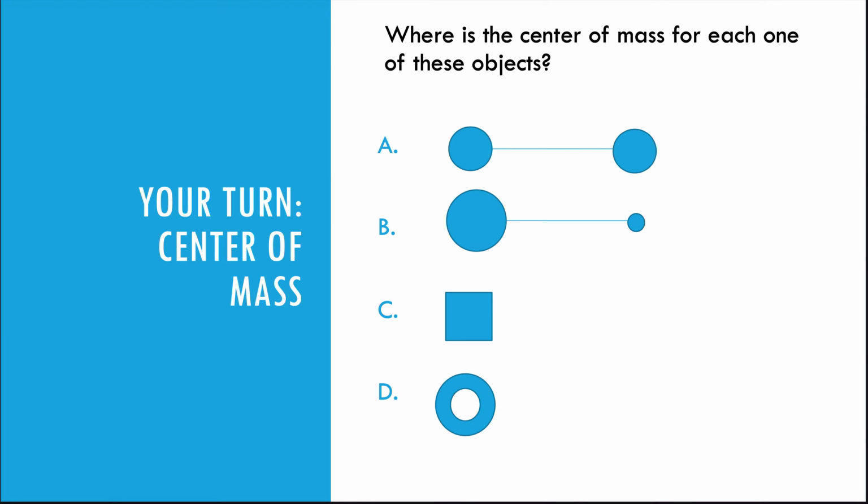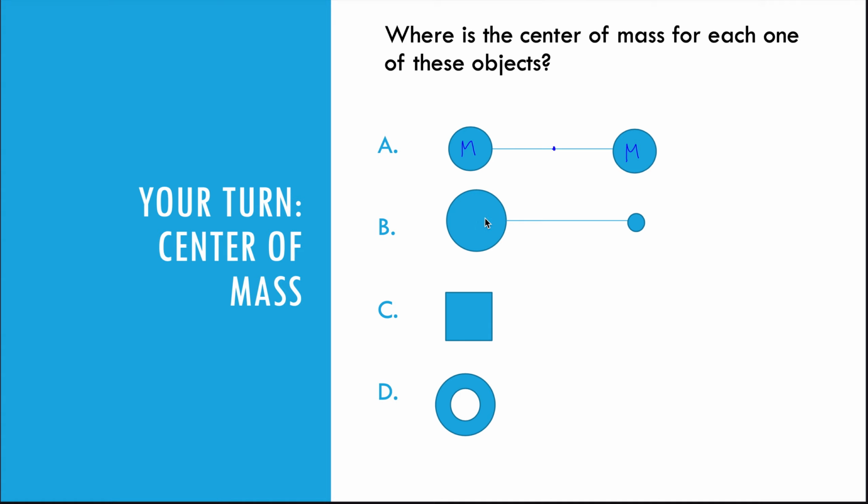Let's see if we understand the concept. Let's find the center of mass for each of these objects. So for part A, we're going to assume we have two masses here that have the same mass. So where's the center of mass? Where's the average position of all that mass? Well, it's going to be at the center. It's the average position of all the mass.